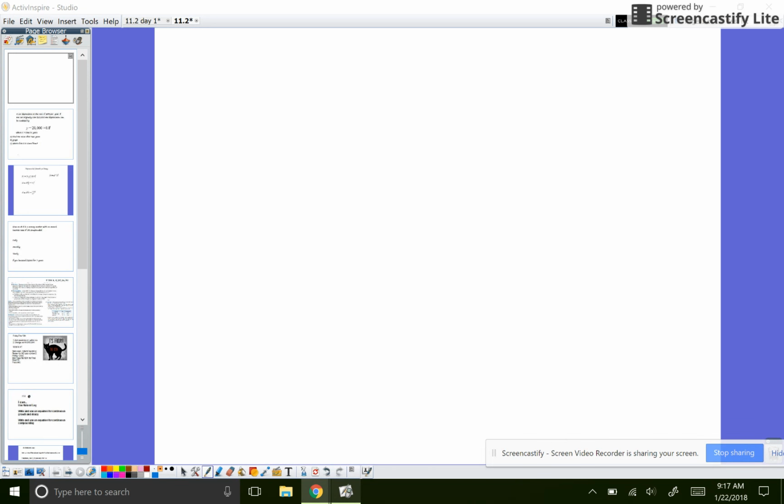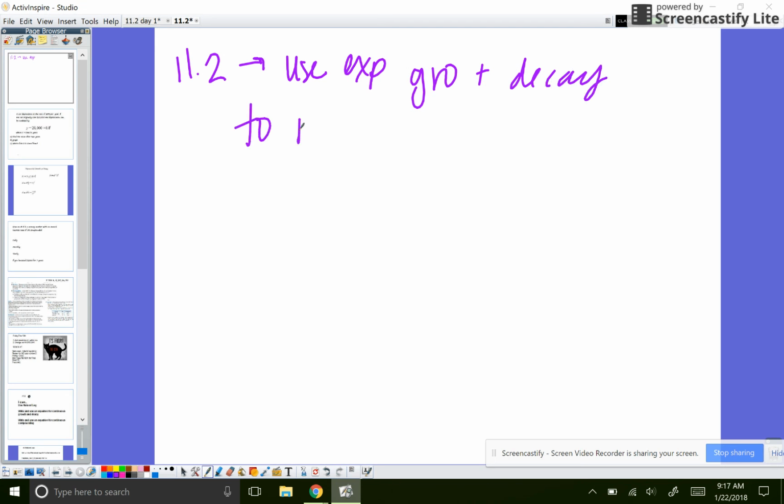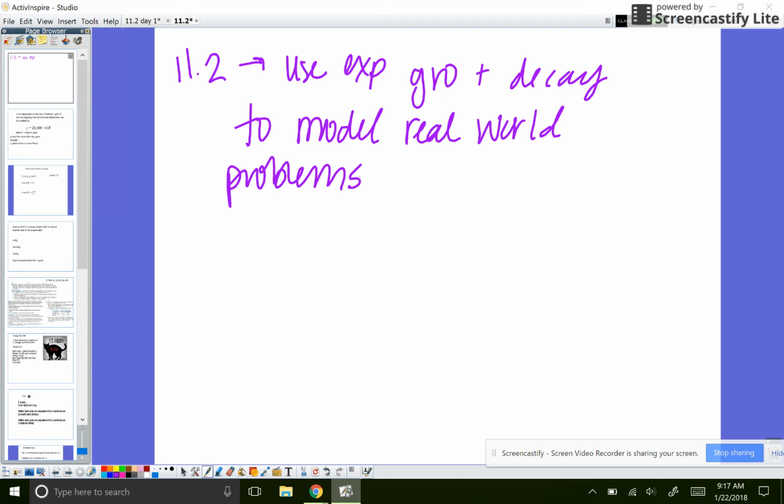bit better. We're going to be finishing 11.2, which is again on exponential growth and decay, but this time we're going to use exponential growth and decay to model real world problems. And if you remember back to Algebra 2, I know that they did this because I was helping some kids study for their finals, and they were doing this exact same thing. So hopefully this will be a bit of a reminder. I'm going to start out with a word problem.